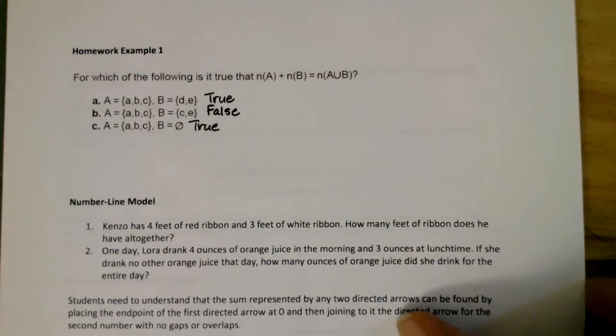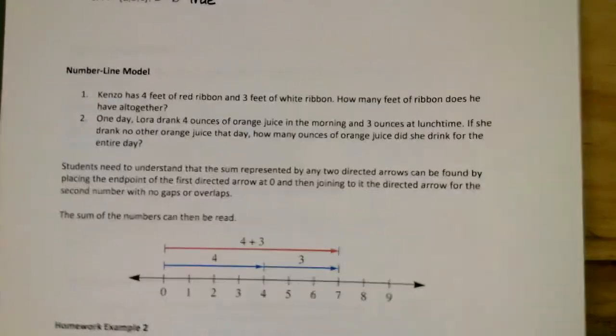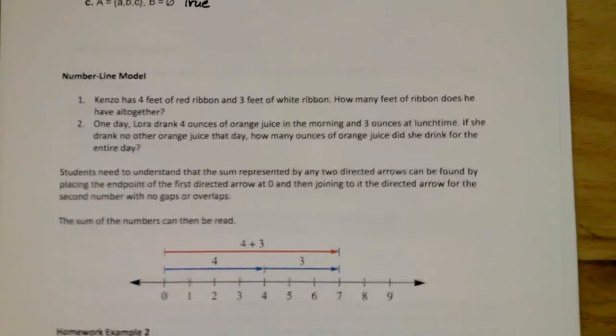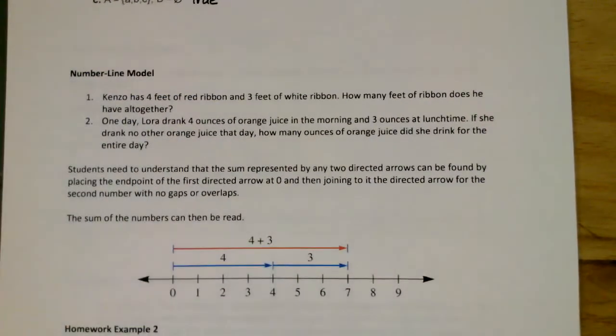All right, the next model is the number line model. Okay, we can use that to add whole numbers. Here's a couple of situations here. Kenzo has 4 feet of red ribbon and 3 feet of white ribbon. How many feet of ribbon does he have altogether?